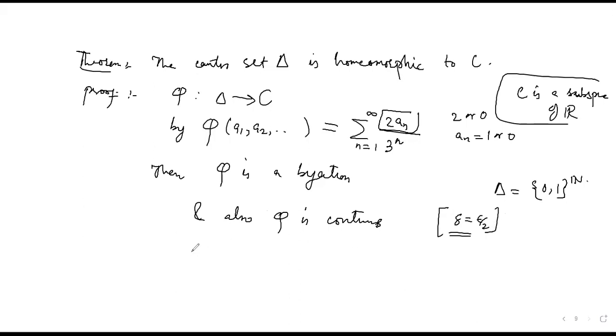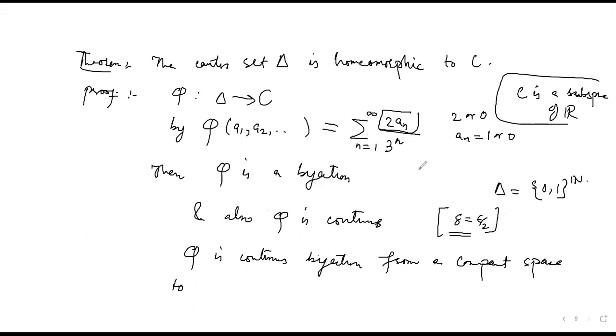Now phi is a continuous bijection from a compact space, you must have done this in topology too, from a compact space to a Hausdorff space, because C is a part of R, R is Hausdorff, so C is Hausdorff, to a Hausdorff space. This implies that then phi must be a homeomorphism.